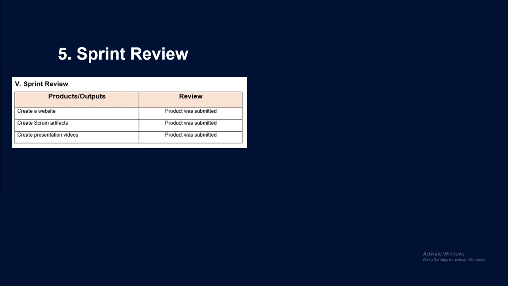Now, for the next artifact, which is a sprint review, I just listed down the products or outputs that I have declared and identified earlier and just did a fairly simple and straightforward review where I just reviewed the products that was successfully finished and created.